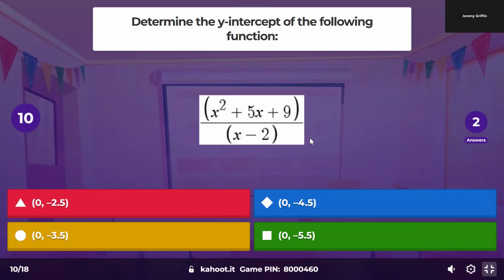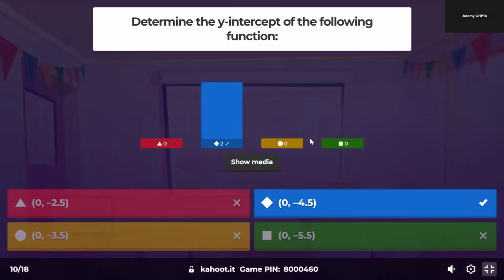Everybody see the answer? So if you plug in 0 for x, you get negative 9 over 2 for y. Yep. That's the y-intercept. Exactly. Y-intercept is just wherever x equals 0, what is y equal to? All right, you guys got that?